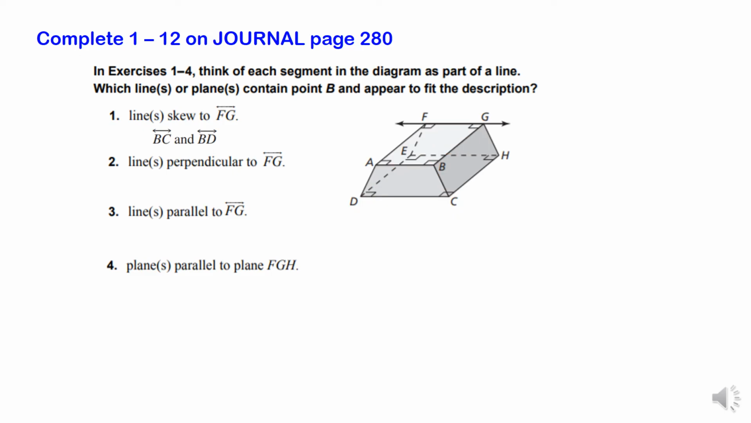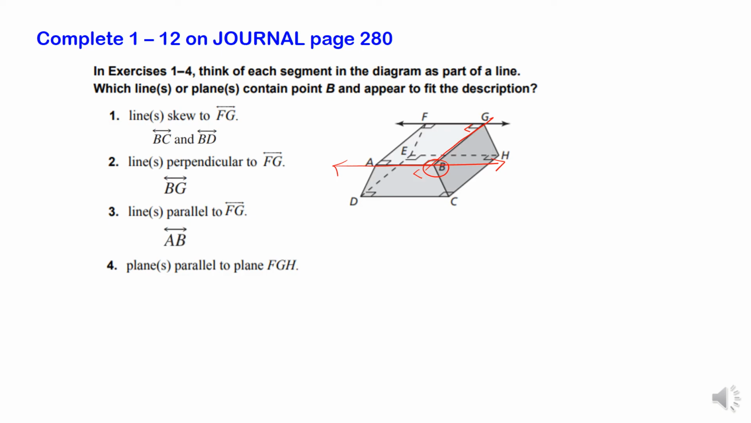Okay, let's look for lines that are perpendicular to FG that go through point B. So that would be this one here. Okay? So BG. Okay, so now we're going to look at FG. What line is parallel to FG that contains point B? So that would be AB.